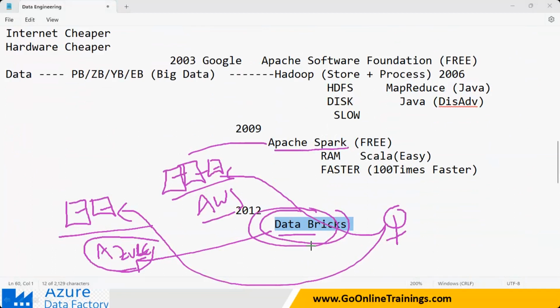So Databricks is not a software. It is some kind of an environment, or you can say a platform. So what does it do? It is going to be your tours and travels guy.